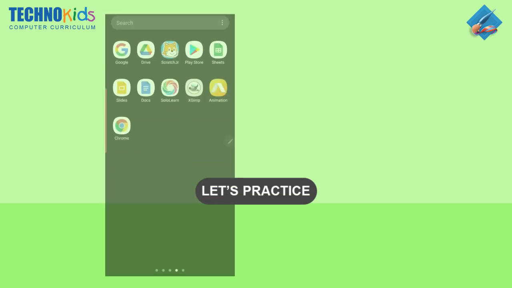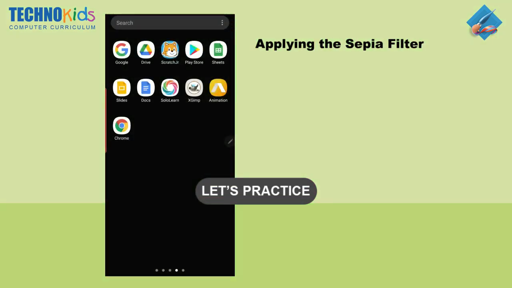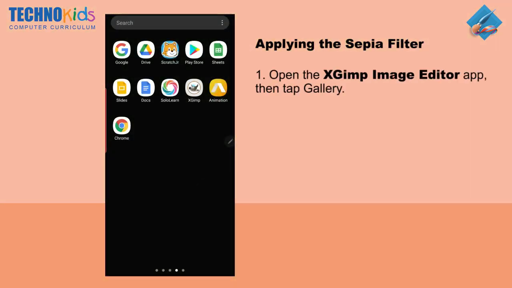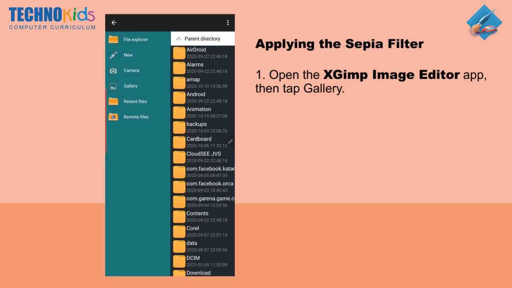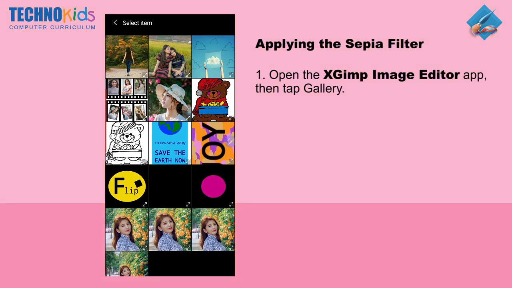Let's practice. Applying the sepia filter. Number 1. Open the XGimp image editor app. Then, tap Gallery. Number 2. Select the photo you want to edit.